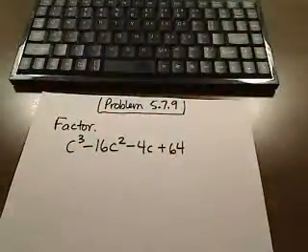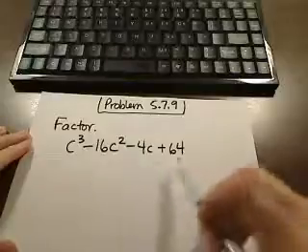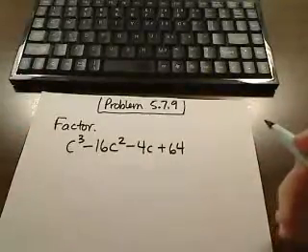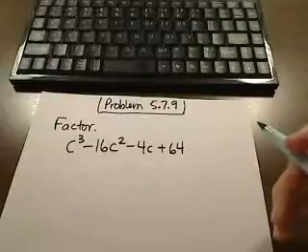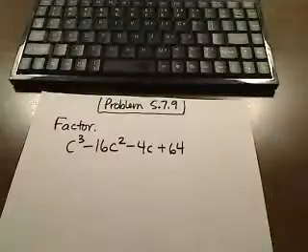All right, this is problem 5.7.9, and we're asked to factor, and we have four terms. Remember that when you're factoring, the first thing that you're always doing is looking for a greatest common factor, and we don't have one in this problem, so we can go straight to thinking about how many terms we have. And since we have four terms, we're going to factor by grouping.